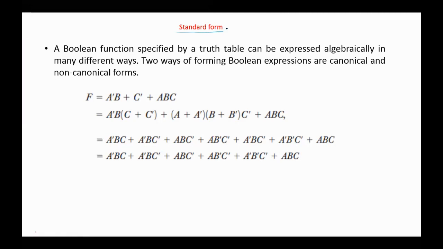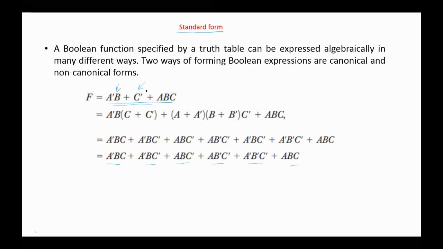Regarding the standard form, if all the variables are included in each term, then the function is in its standard or canonical form. Here, the function f is in the standard form, since in each term we have the variables a, b, c. But the form here is non-standard, since, for example, we haven't here the variables c and a and b here.